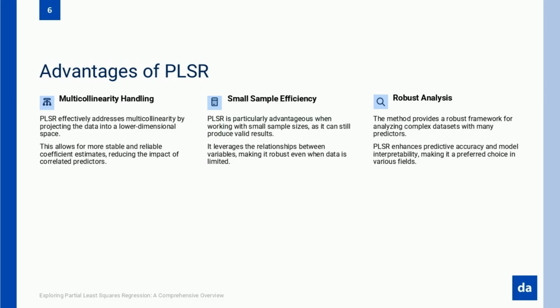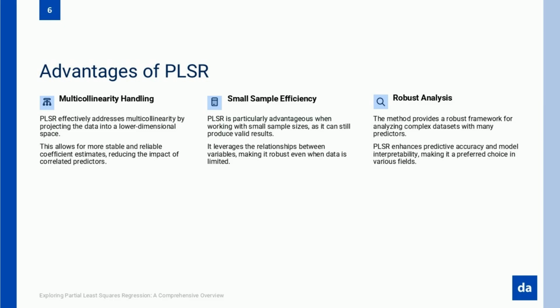Another major win. PLSR works even when you have a small sample size. Most regression techniques demand huge datasets to produce reliable results, but PLSR can make accurate predictions even with limited data. This makes it especially useful in fields like medicine and genomics, where collecting large samples is often expensive, time-consuming, or just not possible. Think of it as getting solid insights from just a few puzzle pieces instead of needing the whole picture.